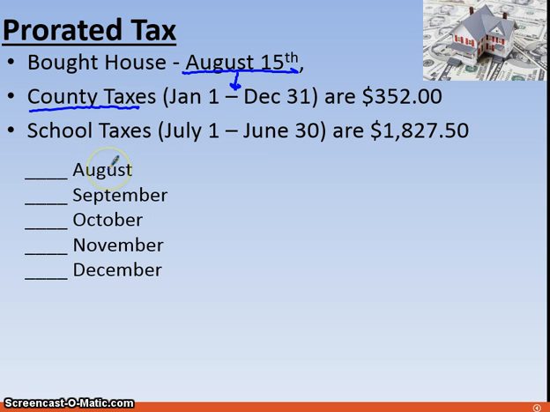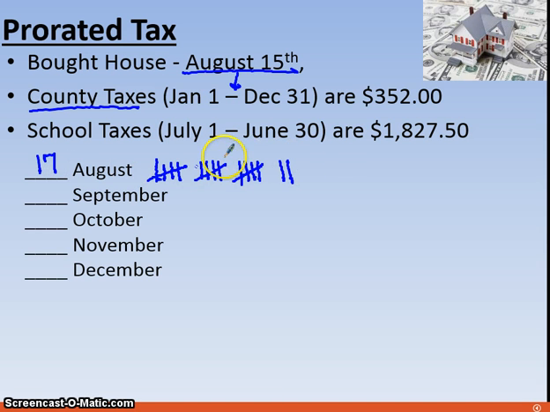Now we know that we're only going to own the house some of the days in August. We know we're going to buy it on August 15th. So then we'd own it the 16th and the 17th and the 18th and the 19th. The 20th, the 21st, the 22nd, the 23rd, the 24th, the 25th, the 26th, the 27th, the 28th, the 29th, the 30th, and the 31st. So that's 5, 10, 15, 16, 17 days.